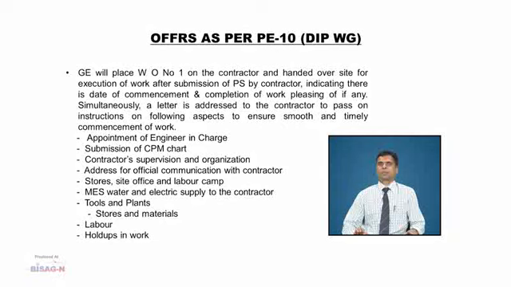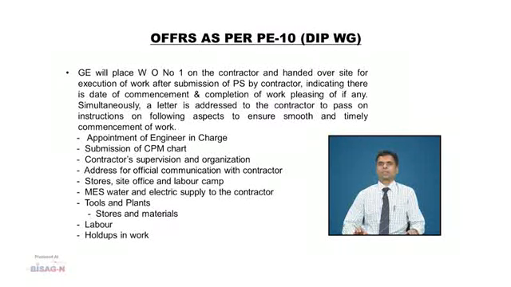When we look at administration of contracts, the first step is that the GE will place a work order on the contractor and hand over the site for execution of work after submission of performance security by the contractor, indicating therein the date of commencement and completion of work, and phasing if any also.